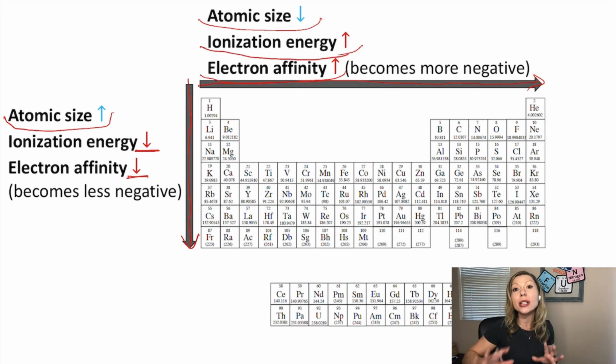So remember that these are just trends. There are always exceptions to these trends. So check out the video on the exceptions to ionization energy and electron affinity trends. Okay, I hope this makes sense.